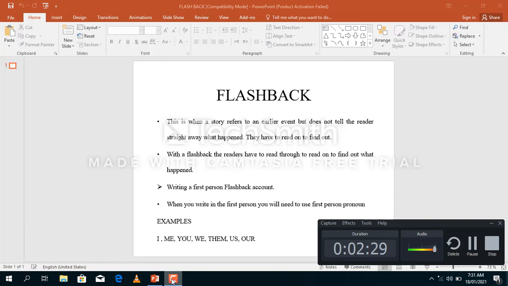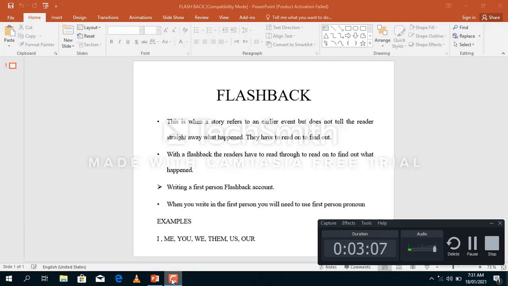You are referring to an earlier event, but it does not tell the reader straight what happened. It doesn't go straight away in telling the reader what happened. Alright? They have to read the whole story to find out. It's more like you're trying to keep the reader in suspense. When you're trying to keep the reader in suspense, that's what you do. You give a flashback, but you do not finish the whole flashback.